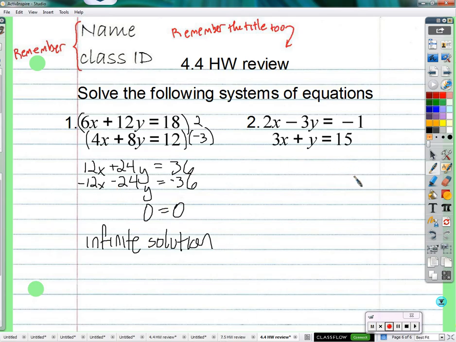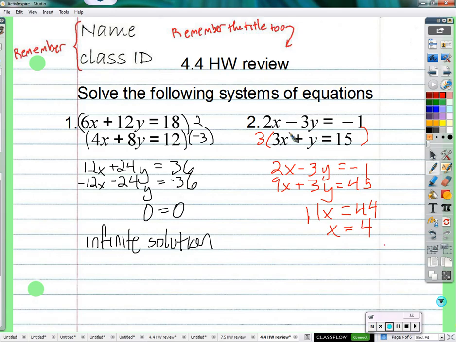All right, this one, what would we do to one of these equations to get opposite x's or y's? Times by 3 where? On the bottom. All right, so first equation, just the way it looks already, and then 3 times 3x is 9x, 3 times y is 3y, 3 times 15 is 45. 9x plus 2x is 11x, again, no y's left over. 45 minus 1 is 44, divided by 11, x is 4. Now that x is 4, I'm going to use this one before we multiply it by 3. Look at that y, just begging to be picked off, made to be by itself. 3 times 4 plus y equals 15.